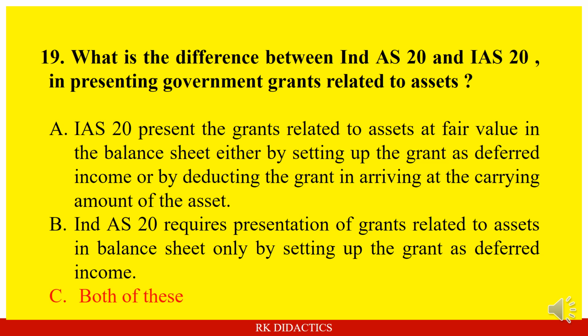both of these. So जब कोई गवर्नमेंट ग्रांट रिलेटेड टू एसेट्स को प्रेजेंट किया जाएगा, IAS-20 प्रोवाइड करता है दो ऑप्शन. फर्स्ट इज by setting of the grants as deferred income. Second option is by deducting the grant in arriving at the carrying amount of the asset. लेकिन Ind AS-20 only one option देता है, that is by setting of the grants as deferred income. So answer is C, both of these.